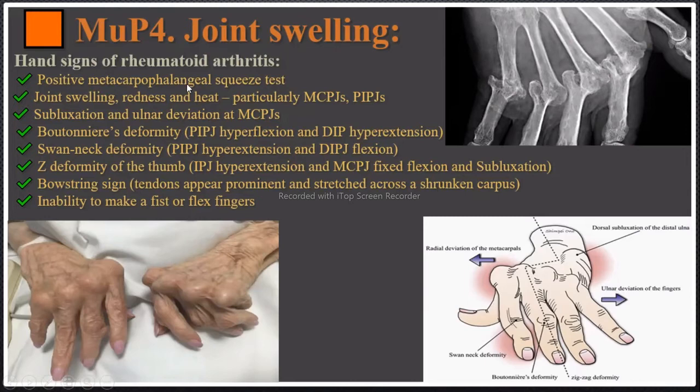So if they ask you in different ways, the patient has rheumatoid arthritis, which of the following supports the diagnosis, or the opposite, they can give you the features and ask you what's the diagnosis. Boutonniere deformity, as you see, and the swan neck deformity, as you see in the image. Positive prayer sign, inability to make a fist. If you ask the patient to make a fist, he cannot do it, or flex a finger, he cannot do it.